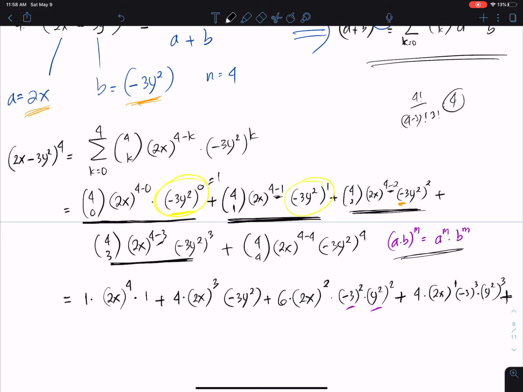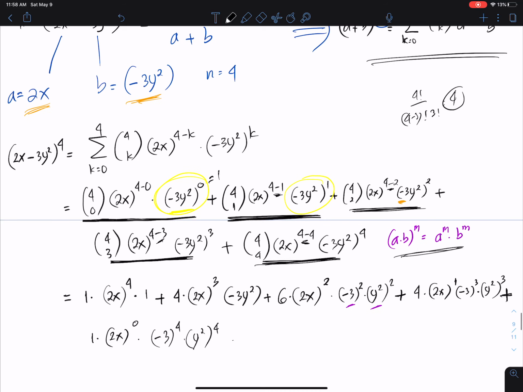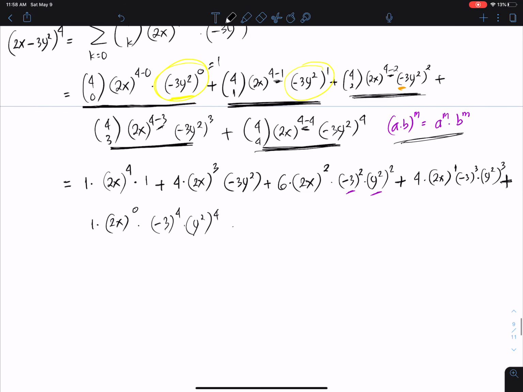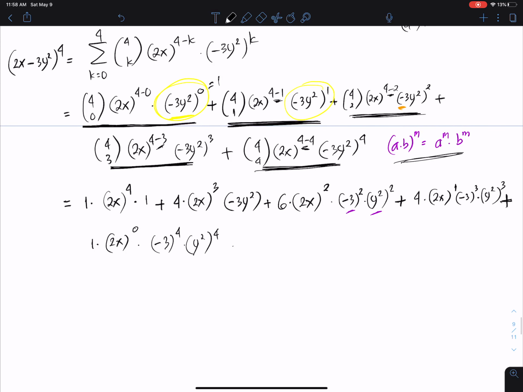Now next, plus the last term over here. The last one will be combination 4 choose 4, which will be 1. And then 2x to the power of 4 minus 4, which will be 0, times minus 3 to the power of 4 times y squared to the power of 4. So it's done. Okay, done the expansion setup, yet the calculation not yet. So we'll continue next.